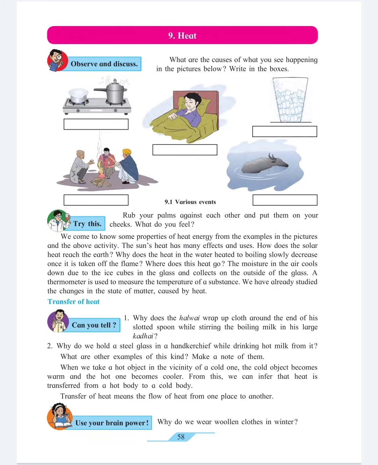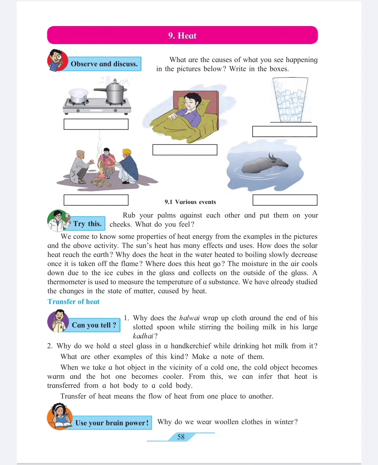Good morning, children. Today, let's continue the lesson on heat. In the previous few classes, we have studied what heat is, transfer of heat, and modes of heat transfer, that is conduction, convection and radiation. And today we will study what are good conductors and bad conductors of heat.